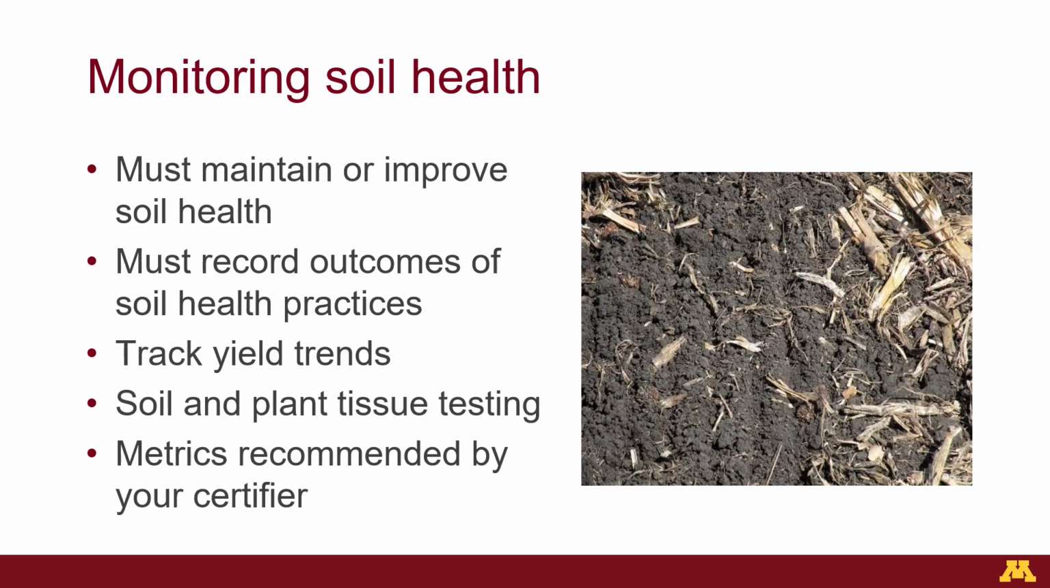Your organic system plan must describe how you intend to maintain or improve soil health, and the outcomes of your soil health and fertility practices must be recorded. Your certifier may have particular ways that they want you to use to monitor soil health, but you will definitely want to document yield trends in your fields, as well as the results of all soil and plant tissue tests, so that outcomes can be tracked over time.